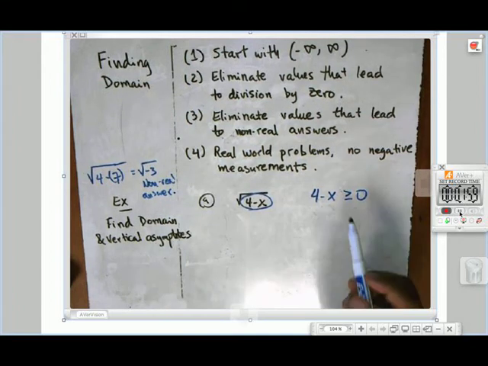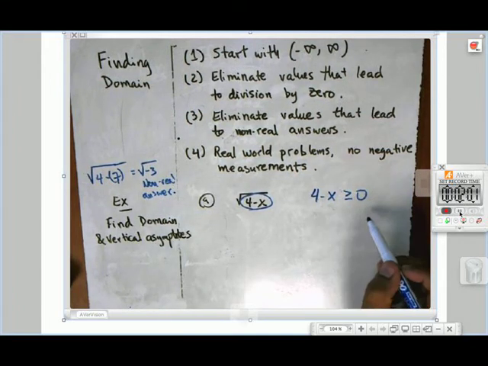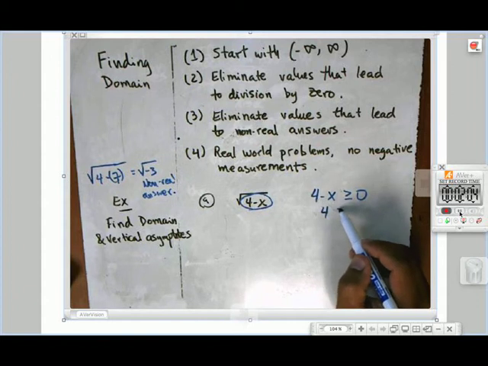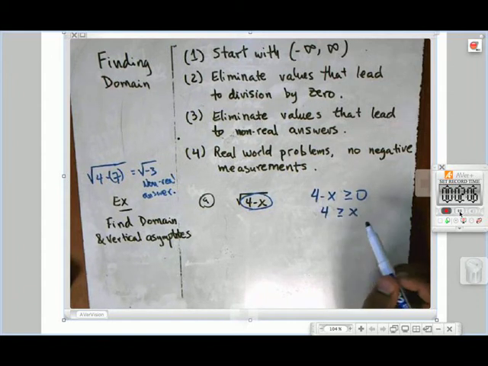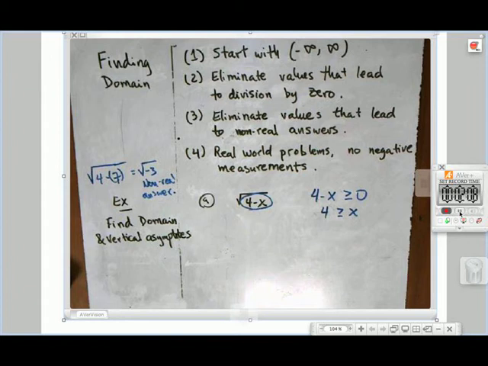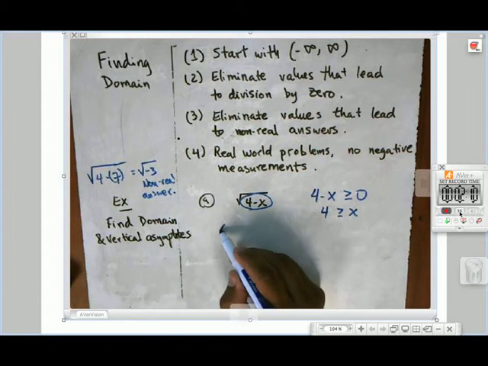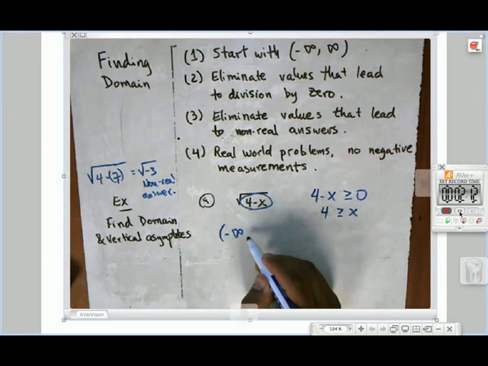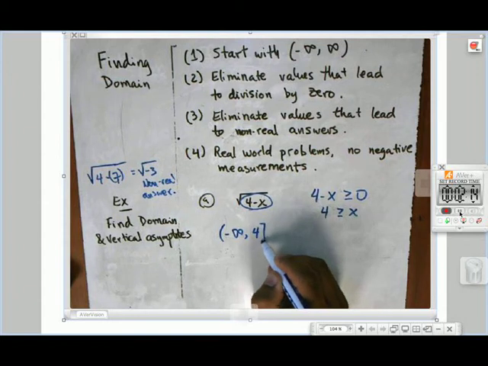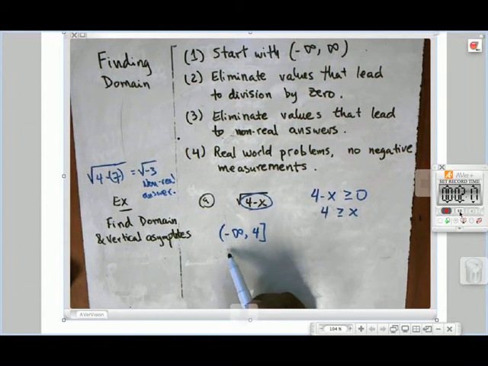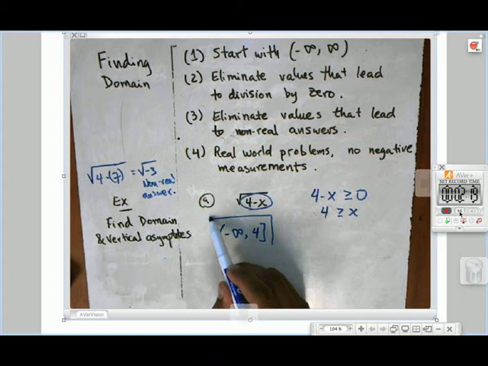So we know that has to be true, and then we can just solve, and you get 4 is greater than or equal to x. In other words, x has to be less than or equal to 4. And in interval notation, we can write it as negative infinity to 4, excluding negative infinity because you can never touch it, and then going as far as 4.